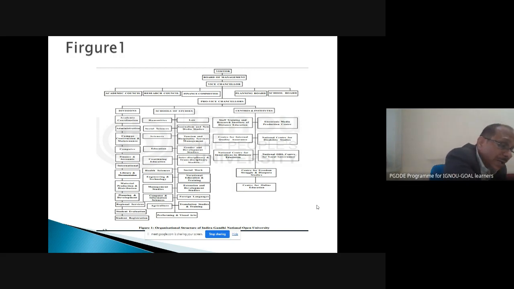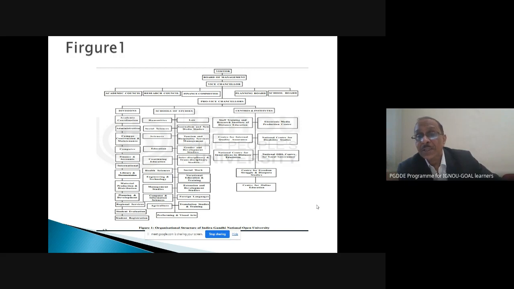We have the academic coordination division, the administration division to support, and the finance division to provide the financial support. We have the material distribution division to print and distribute the material. We have library and information sciences. Like that, divisions are there, and there are specialized institutes.